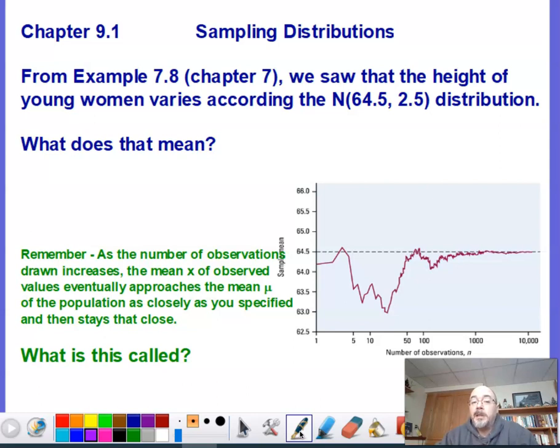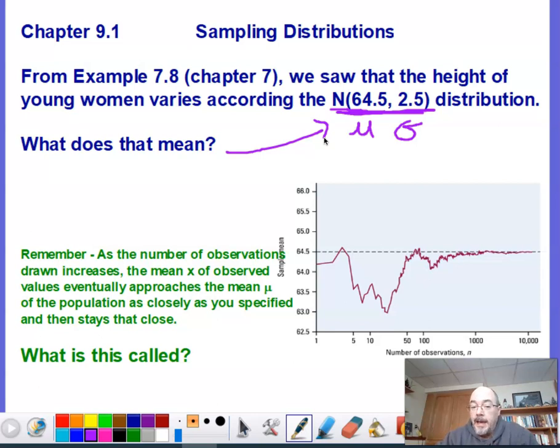If you recall from example 7.8, from Chapter 7, we saw that the height of young women varies according to this. Do you remember what that distribution is telling us? It's telling us it's a normal distribution with a mean of 64.5 and a standard deviation of 2.5. So you need to remember what that is telling us.